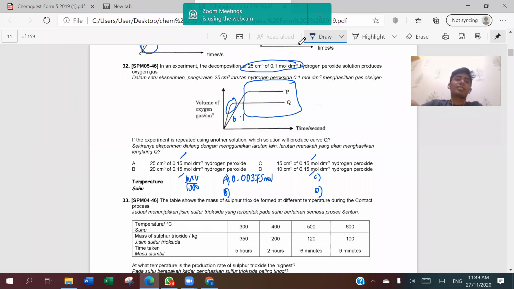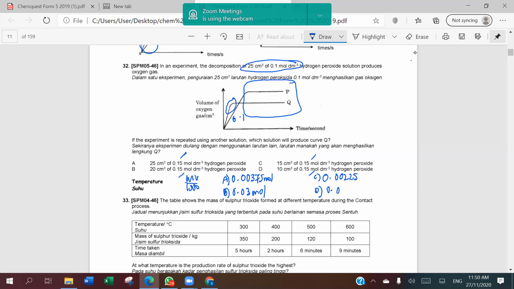0.003. 0.033. Which one for B, is it? B. Yeah, okay, who said that? Okay, carry on. C. 0.00225. Okay, 0.00225. Very good. Now D. 0.0015. Okay, very good.